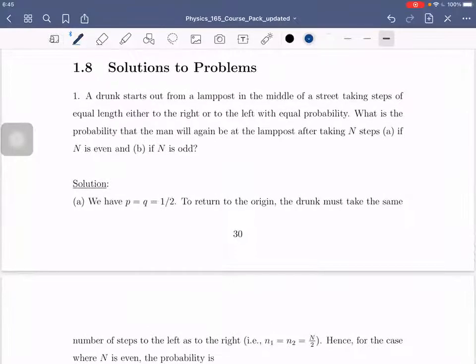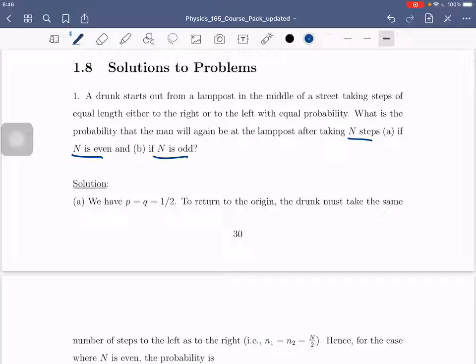So a drunk starts out from a lamppost in the middle of a street, taking steps of equal length, either to the right or to the left with equal probability. The question is, what is the probability that the man will be again at the lamppost after taking capital N steps if N is even or if N is odd? Okay? So this is essentially the same thing sa problem natin.